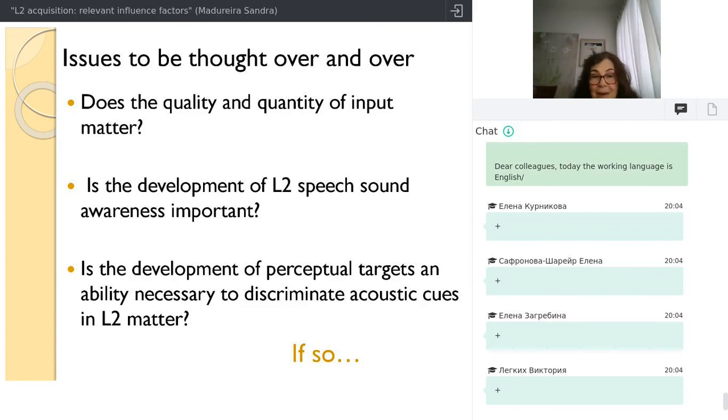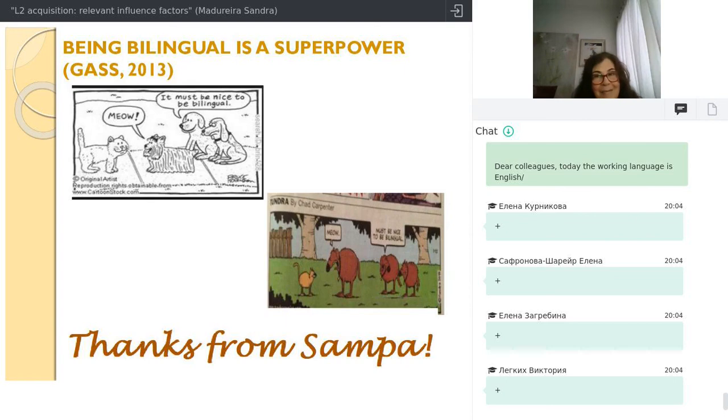And if it's so, then the phonetic theoretical background is very important. And all these things related to acoustic cues and so on are really important. And then being bilingual is a superpower, as Guess says, right? And here, as you have in this comic, it must be nice to be bilingual, right? And then thanks from Sampa. Sampa is São Paulo, the way we refer to São Paulo, our city.